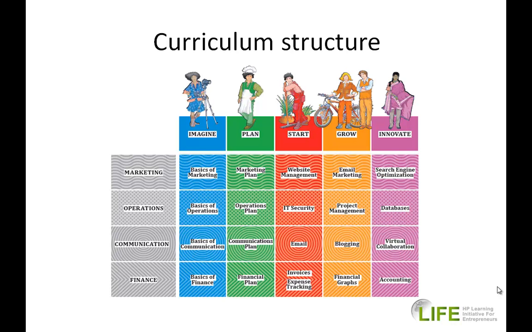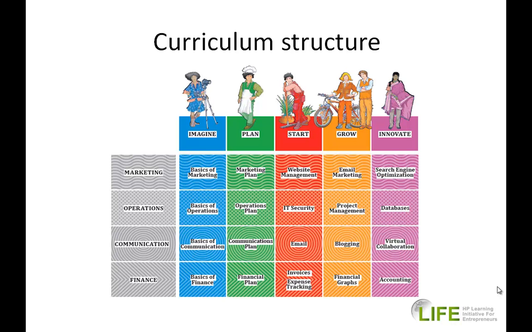The second level of the life curriculum is called Plan. So that's the green column you see on the screen. The topics in the green column are meant for people who already have grasped the basics of business thinking that is covered in the Imagine level. So once they've understood the basics, they can move on to creating a business plan. And in the green boxes, you can see all the topics that relate to the creation of a business plan.